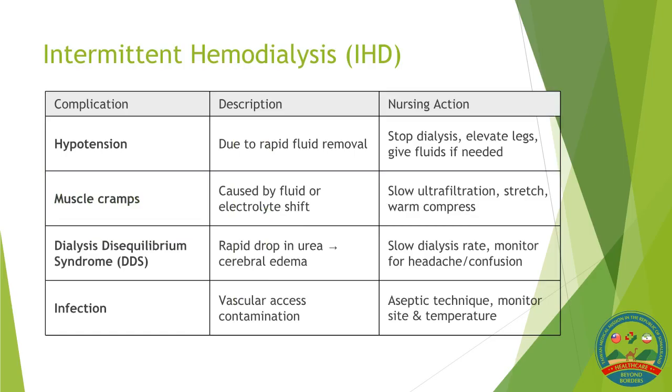Hypotension is the most common one. It happens when fluid is removed too quickly. If this occurs, stop dialysis, elevate the legs, and give fluids if needed. Muscle cramps result from fluid or electrolyte shifts. Slow the ultrafiltration rate, stretch the muscles, or apply a warm compress.